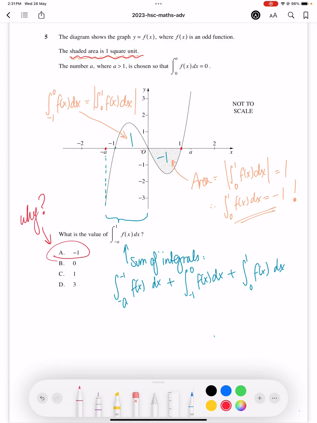This is such an interesting question. Let's go ahead and read why. So they've given us this graph here and they've said that it's an odd function, which it is because we can see it's symmetrical about the origin. They've told us that this shaded area here is 1 square unit.